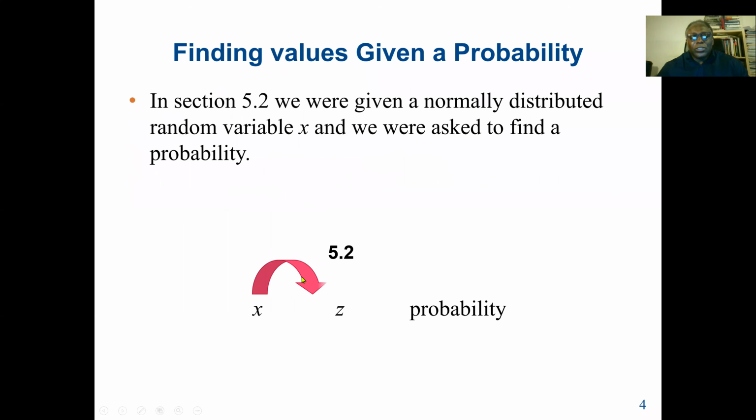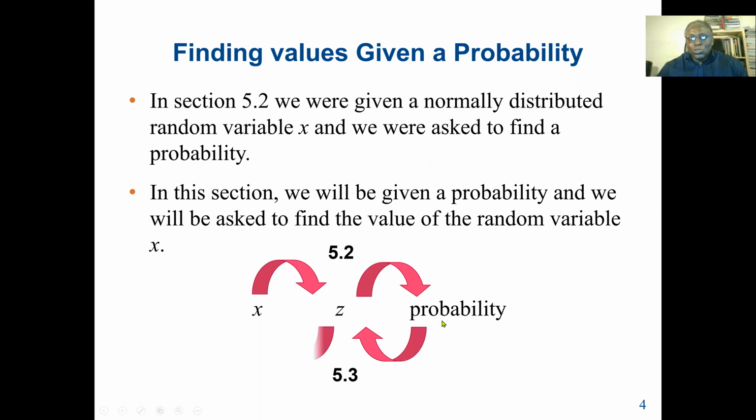So let's start. In session 5.2, our previous lecture, we were given a normally distributed random variable X, and we were asked to find the probability. So we know the X value, and we were asked to find the probability. As long as the mean and the standard deviation are given, we can transform X to Z. When we know the value of Z, we can find the probability. And that's what we did in the previous lectures.